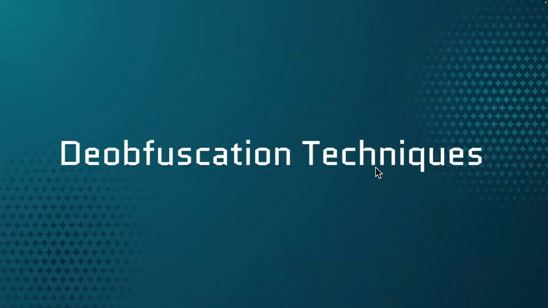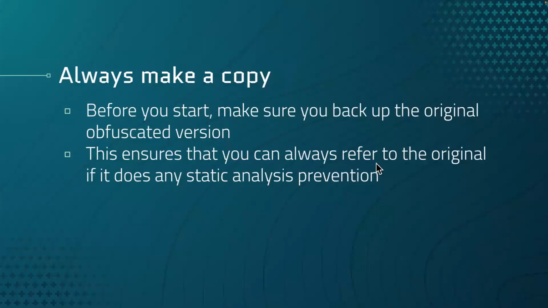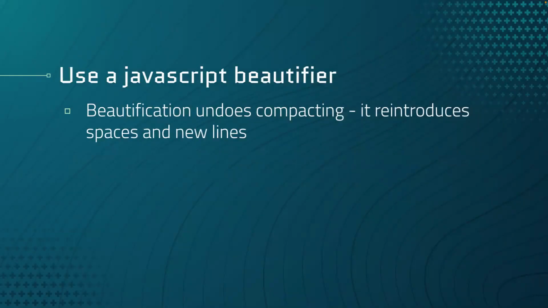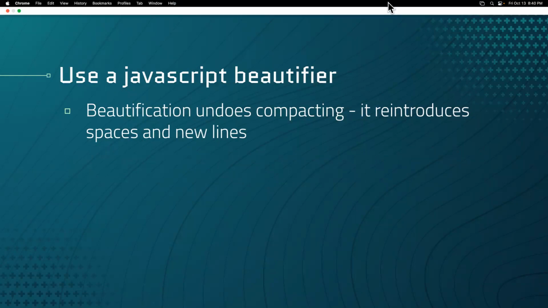And so I'm going to talk about deobfuscation techniques, and the first one is always make a copy. Before you do anything, make sure that you back up the original obfuscated version, especially if it uses itself as an encryption key, because otherwise you'll be out of luck. I would also recommend using a JavaScript beautifier just to do the auto formatting, or you could use VS Code, whatever, but just format it automatically. Don't waste time tabbing and entering everything.